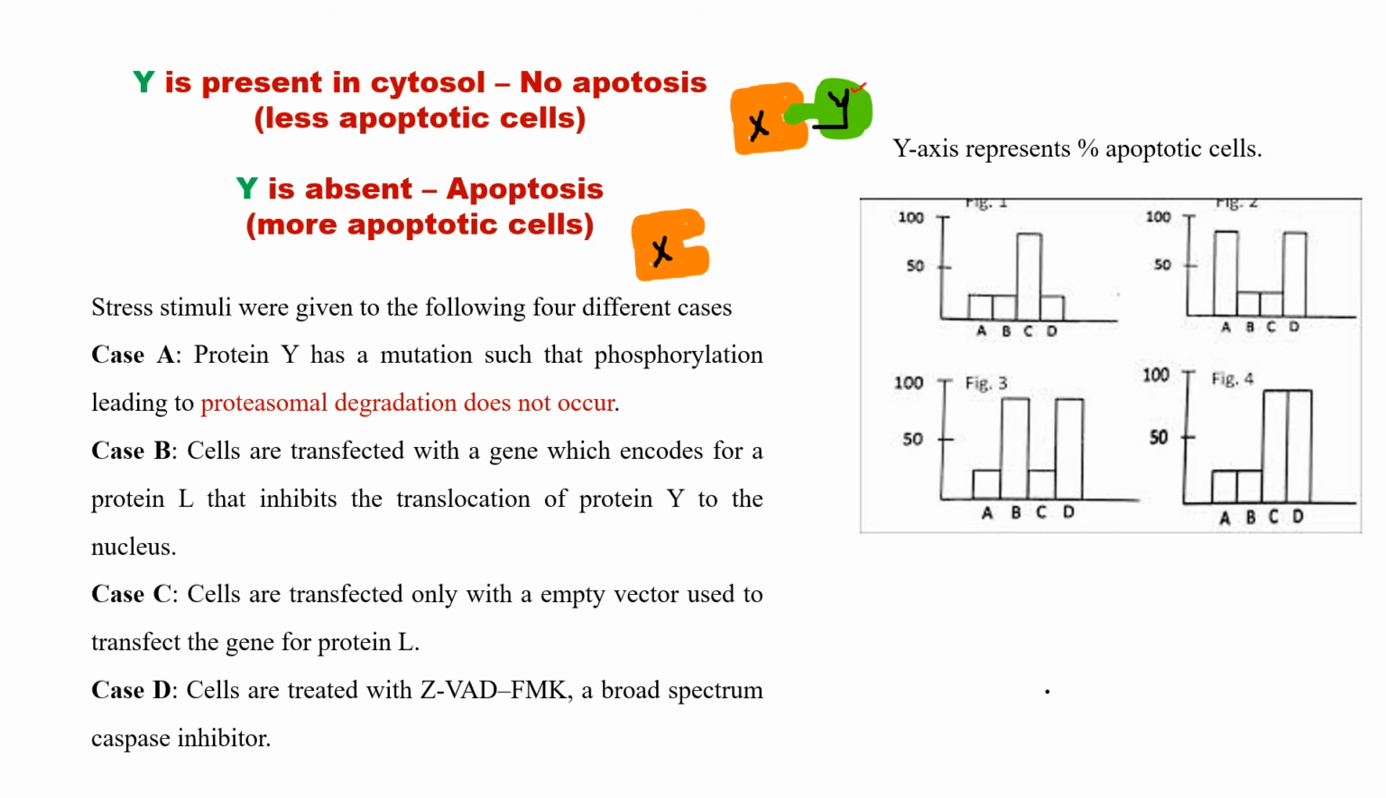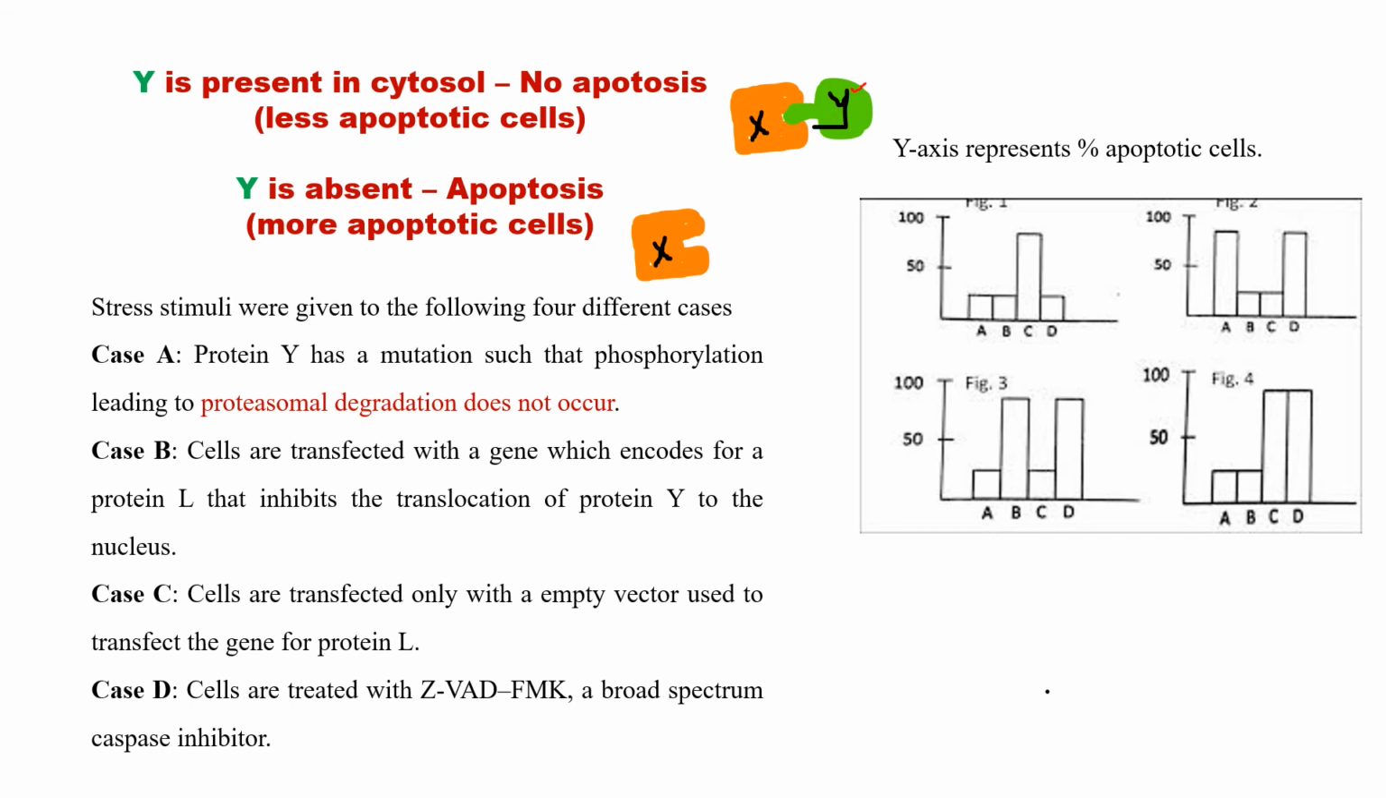X is now free. It can go inside the nucleus, and that will lead to transcription of some genes and apoptosis. So Y is absent means apoptosis. So more apoptotic cells. So Y is present means less apoptotic cells, and Y is absent means more apoptotic cells.